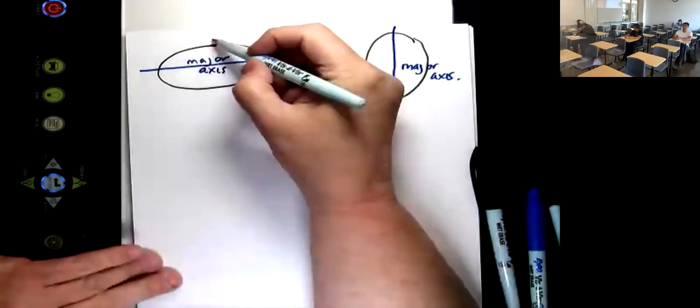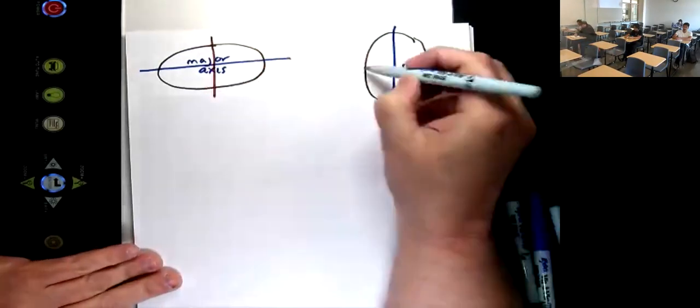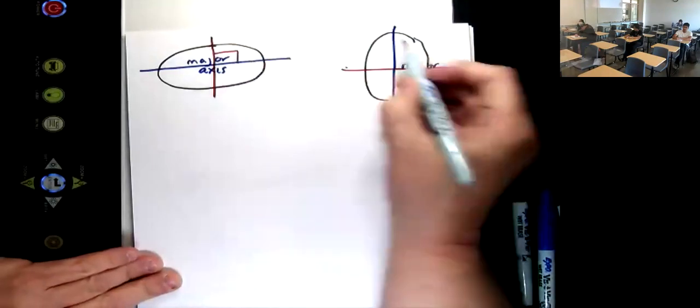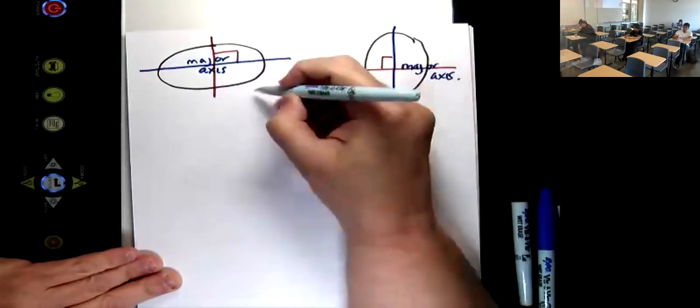And if we go through the thinnest point, which is perpendicular to the major axis, this one is called the minor axis.